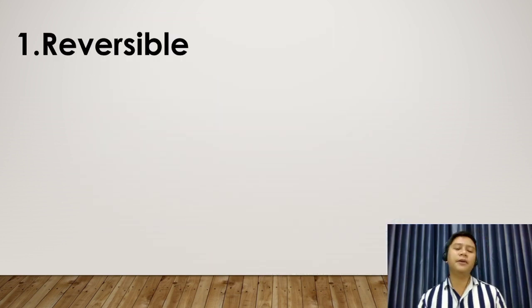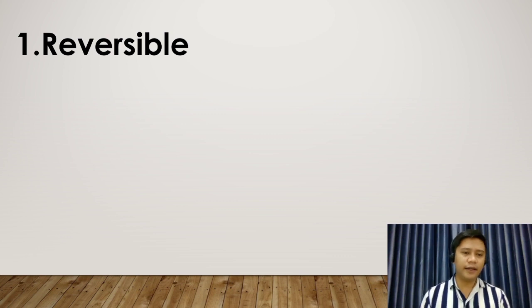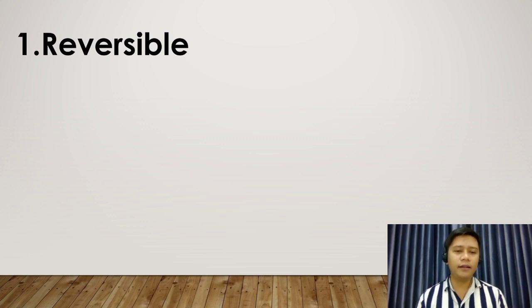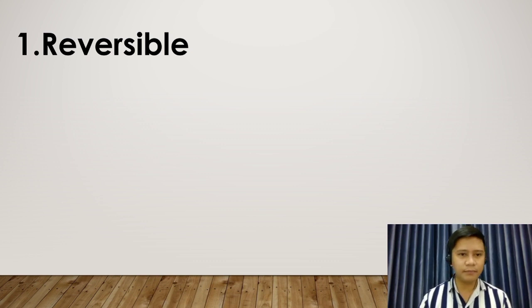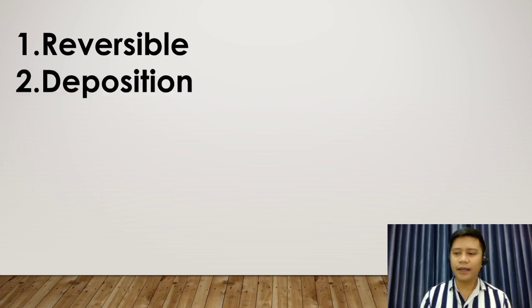So let's check your answers to see if you're correct. Let's start with number one. Number one is reversible. Start with letter R-E-V-E-R-S-I-B-L-E. Reversible. Very good. Next, number two, deposition. Start with letter D-E-P-O-S-I-T-I-O-N. Deposition. Very good.